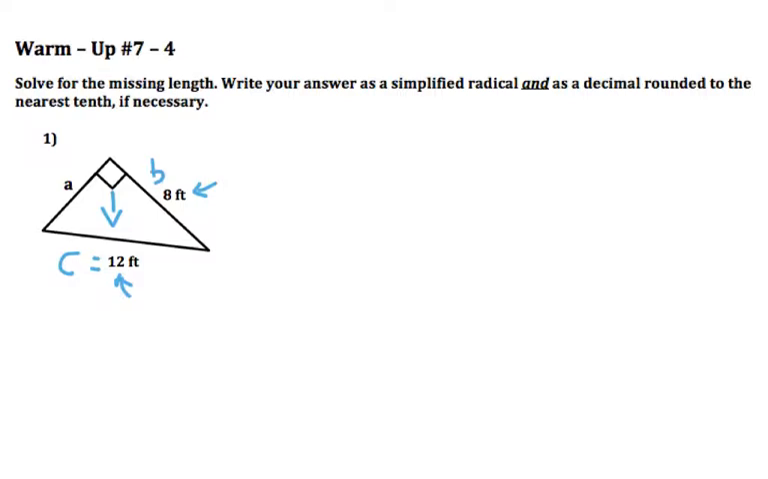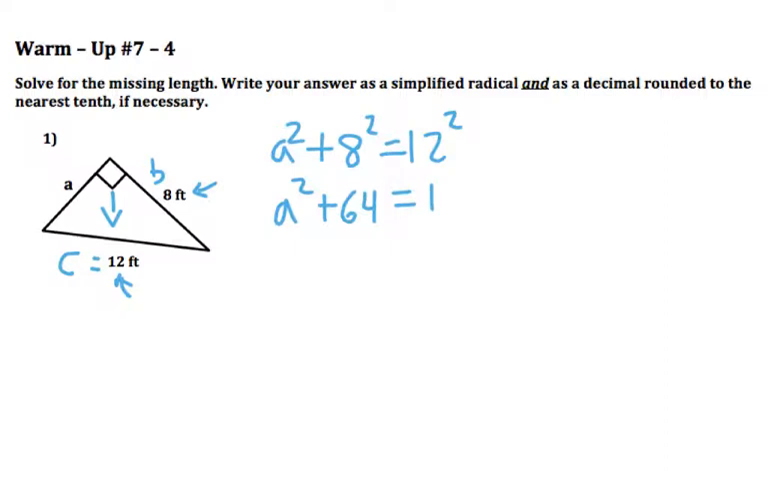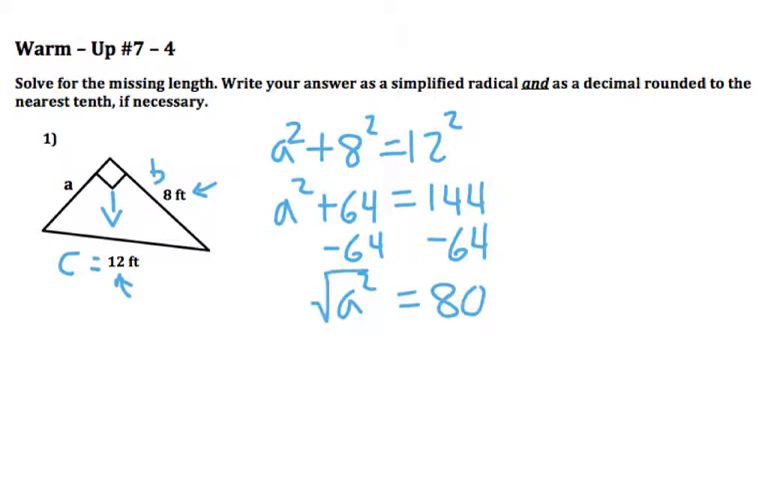So now we can use the Pythagorean theorem equation, since we have a right triangle, to find the missing side length. So we write our equation, A squared plus 8 squared equals 12 squared. So A squared stays A squared. 8 squared is 64, and 12 squared is 144. So we'll go ahead and subtract 64 from both sides of our equation, and we get A squared is equal to 80. Now we're going to take the square root of both sides of our equation and find that A is equal to the square root of 80.